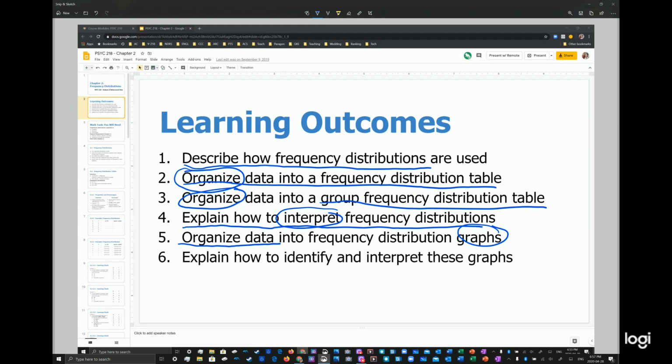And we'll talk more about that. And there are ways to organize that data into graphs. And finally, we want to be able to explain how to identify and interpret those graphs as well. So those are the 6 learning outcomes for this chapter.